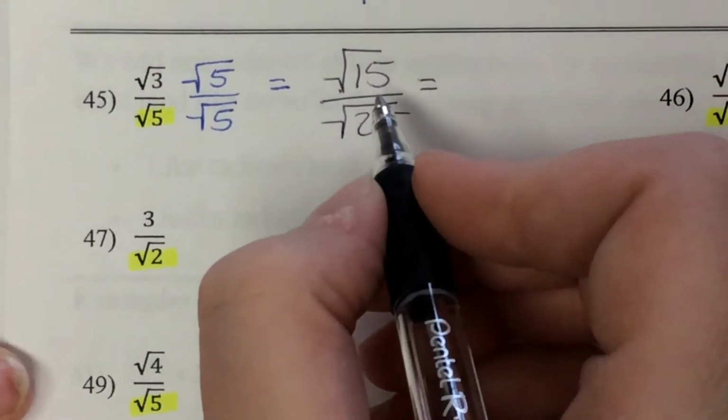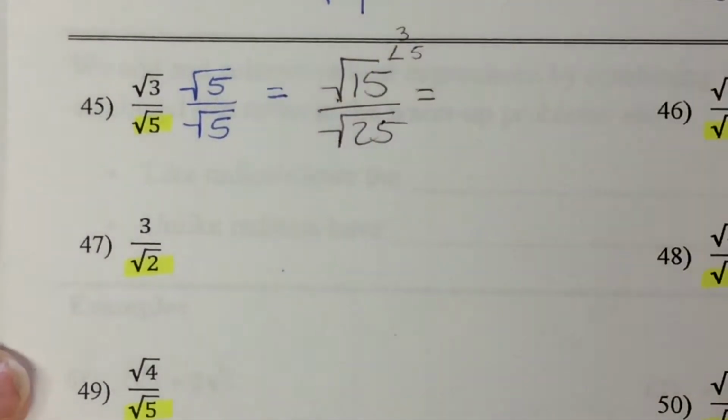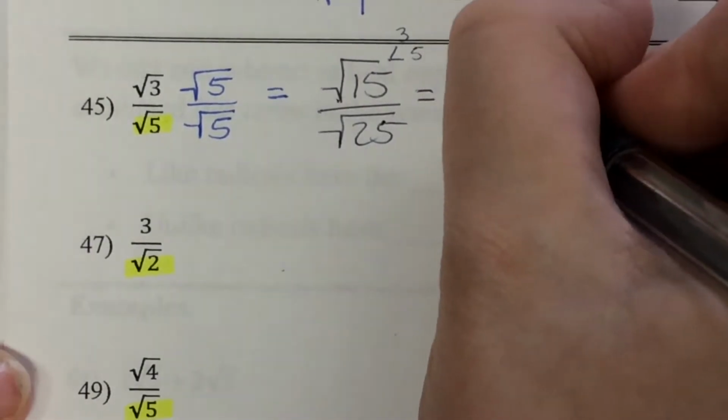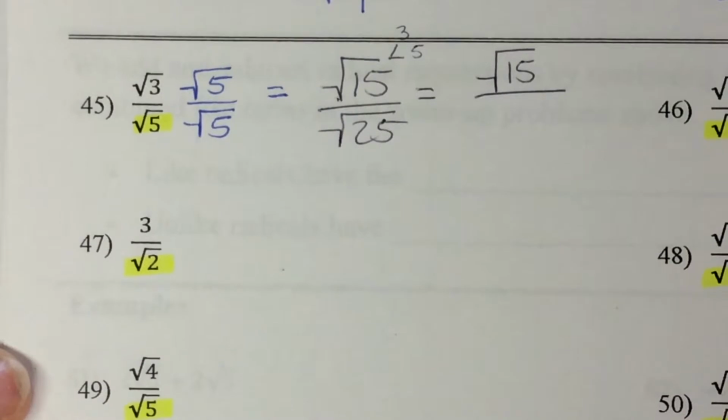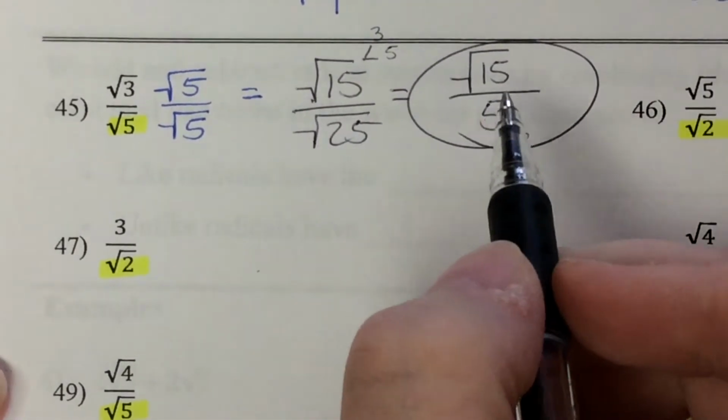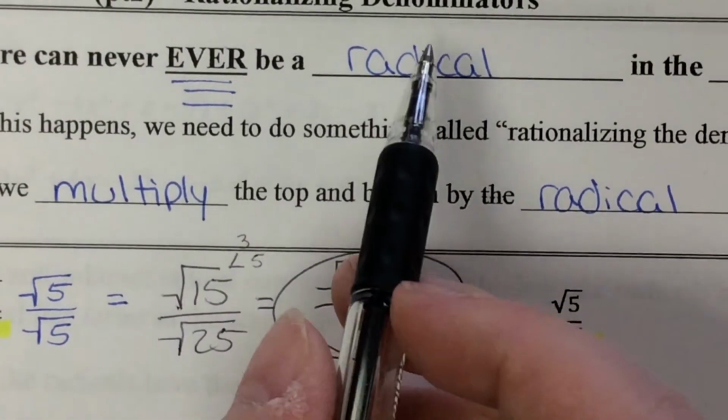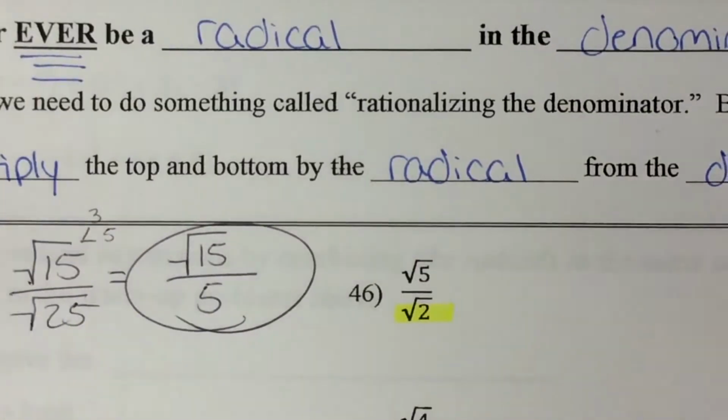All right, and then at this point, we can just go ahead and simplify. In the top, if I try to simplify 15 and do a factor tree, I just get 3 and 5, and I don't get any groups of 2. So there's nothing I can do to the top. But in the bottom, what is the square root of 25? 5. And as long as you have an answer that doesn't have a radical in the denominator, you're done.